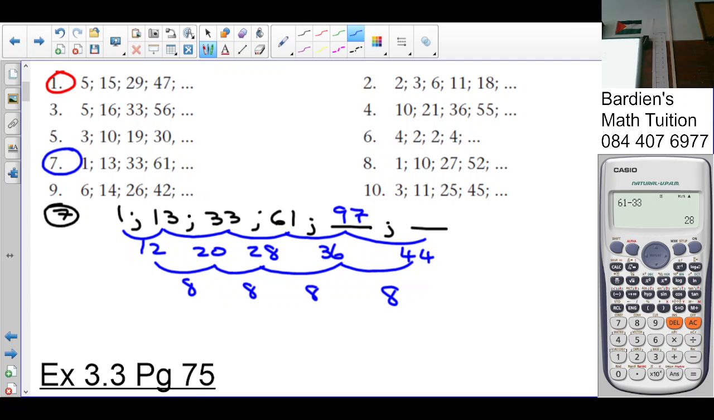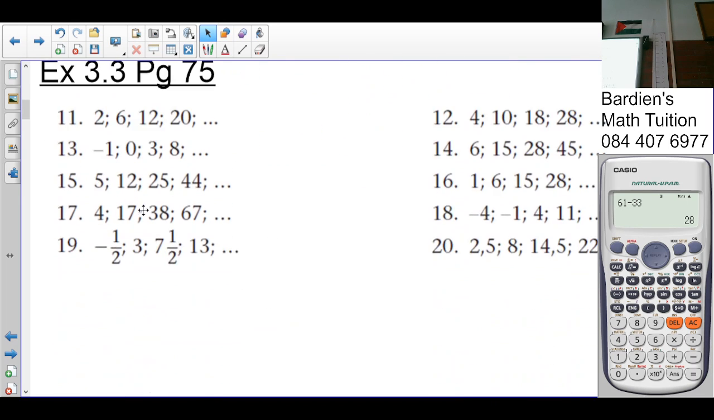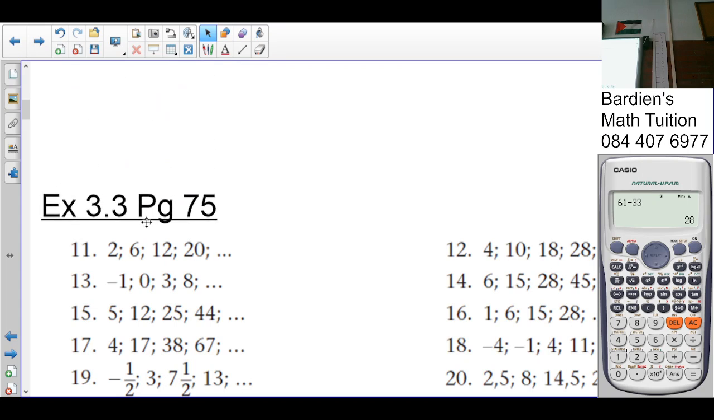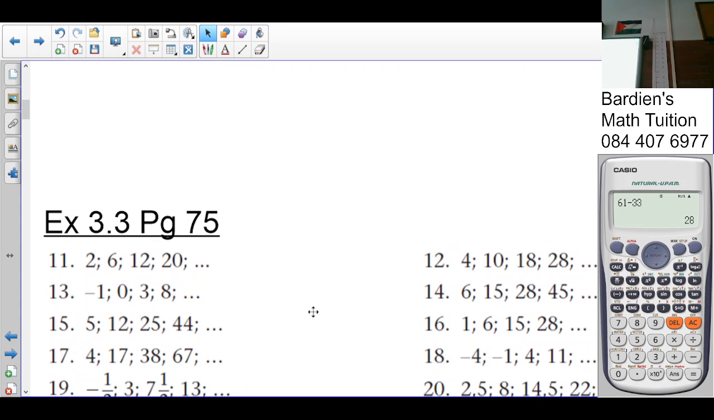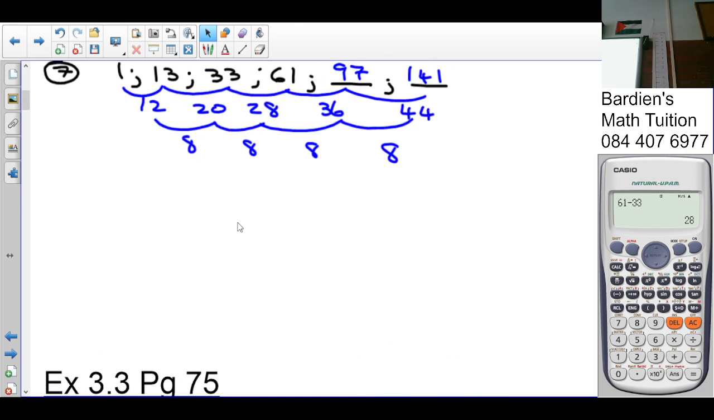97 and 141. You all agree with that? Right? You carry on. You determine the general term. I will do it. I don't want the bell to ring. And we're not done with the sum yet. Okay? So I'm just going to complete the sum. In the meantime, in silence, you just compare your answer at the end. Okay?